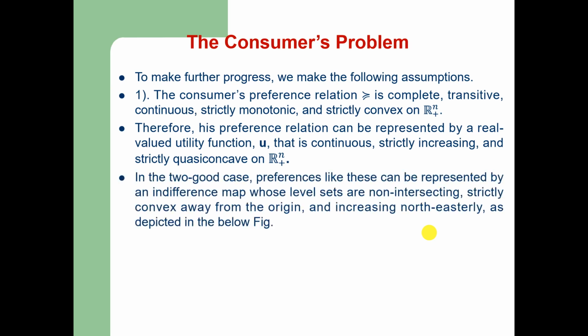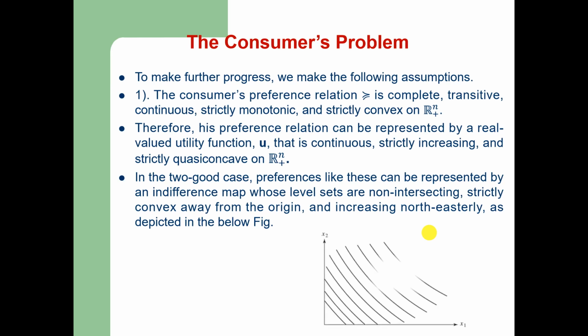Let us suppose there is the two-good case. There are two goods in the real world. Preferences like these can be represented by an indifference map whose level sets are non-intersecting, strictly convex, away from the origin and increasing northeasterly as depicted in the figure below.